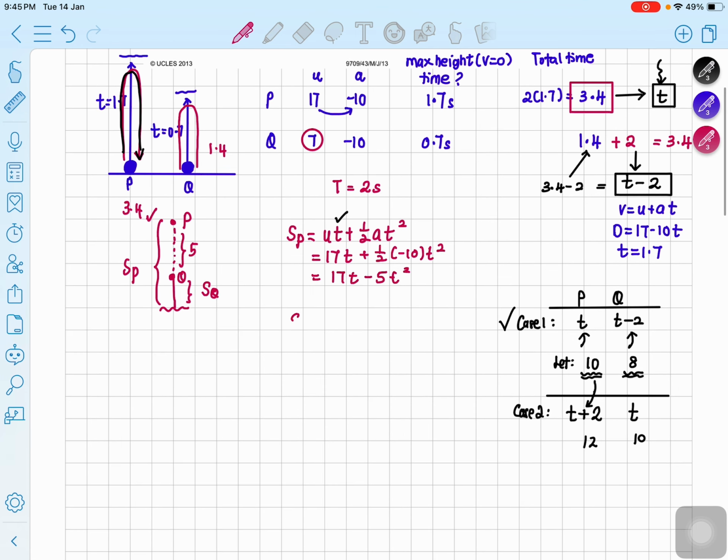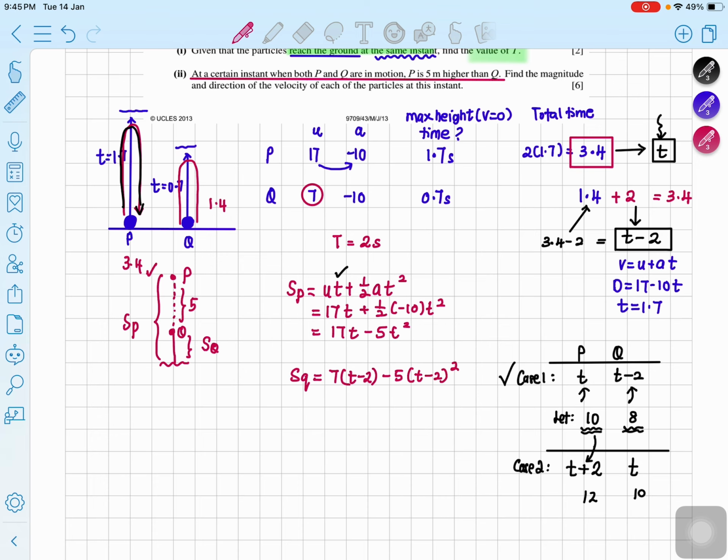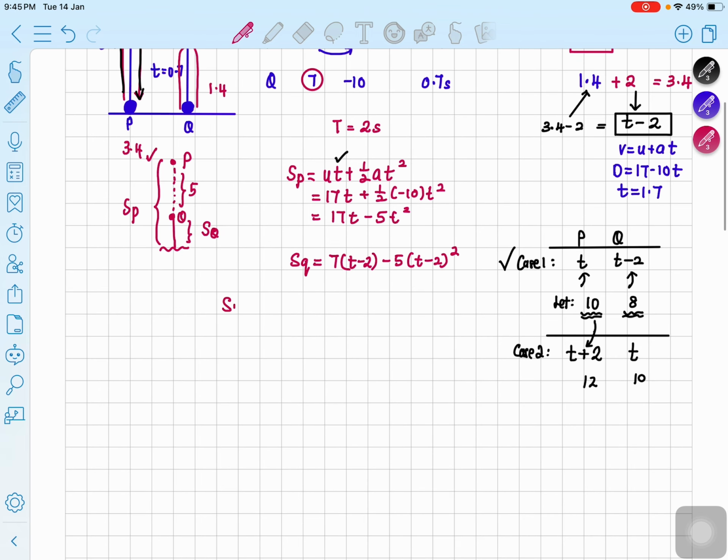Okay, what is SQ? ut. Your u is 7. What is your t? t minus 2, minus 5 times (t minus 2) squared. Can I take SP equal to SQ? You can't, because P is 5 meters higher than Q. So we will write an expression like this. And solving this, we will end up with, let's see, I write 7t minus 14 minus 5t squared.